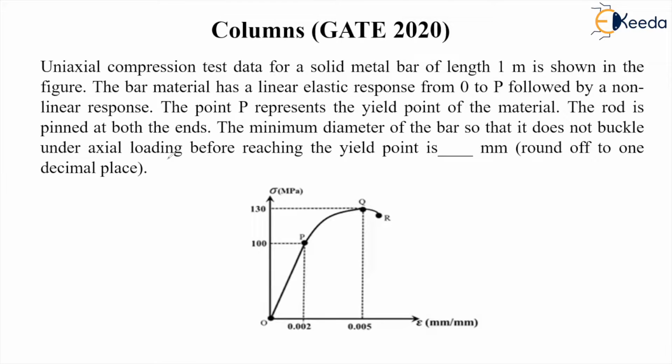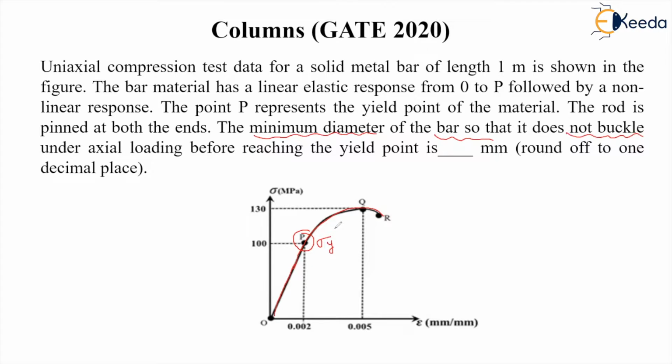So the compression test curve is obtained like this. This is the compression test curve for a material we have obtained, and this is the yield point, this P. After that, yielding will start, right? So basically, this is the yield point. So we have to find out the minimum diameter. What should be the diameter of the bar so that buckling should not take place.